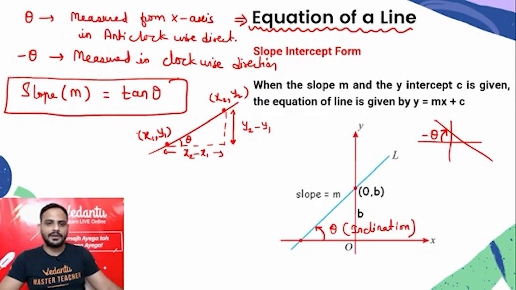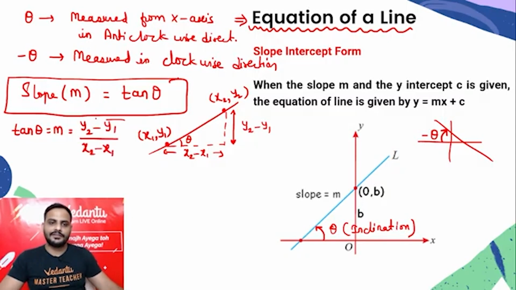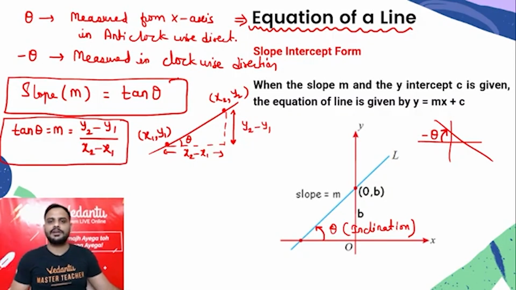So remember, tan of this theta, tan theta, which is the slope, can also be written as perpendicular upon base. So y2 minus y1 upon x2 minus x1. So when the slope is not given, directly use this formula. If 2 points are given, the line passing through them will have slope m equal to y2 minus y1 upon x2 minus x1. Okay?